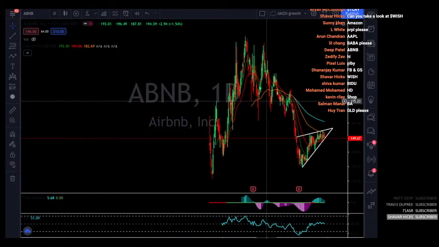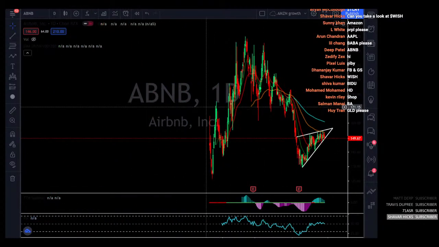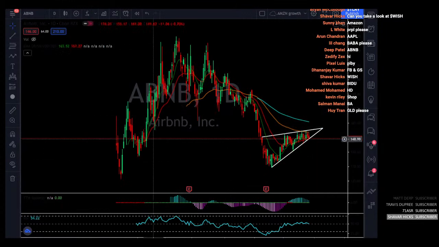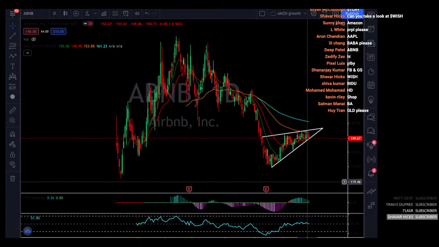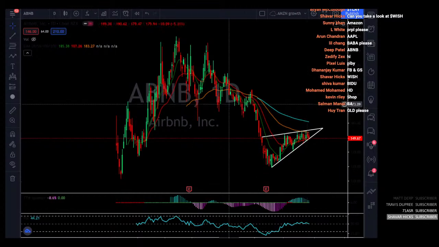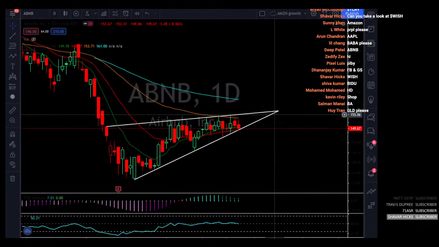But something else to pay attention to on Airbnb is this giant round top and this rising wedge, which forms the inverse cup and handle, which is also a bearish pattern. So I currently see two bearish patterns within one on Airbnb, which is definitely not good.